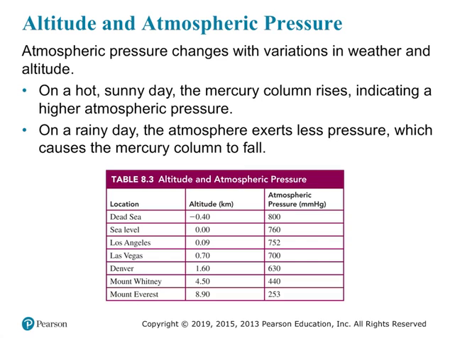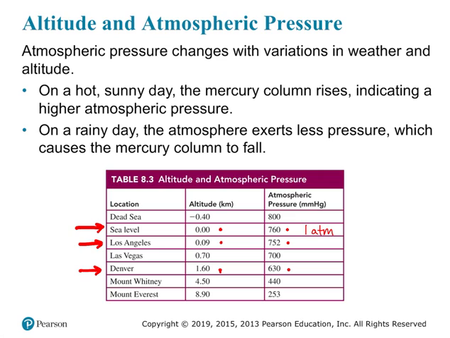So for instance, down below we have table 8.3, and we have different places here. So sea level, Los Angeles, we've got Denver, which is the mile-high city, and you can see that the altitude is changing as we look at these different cities, and the pressure is changing as well. So at sea level, again, we expect an atmospheric pressure of 760 millimeters of mercury, or 1 atmosphere.